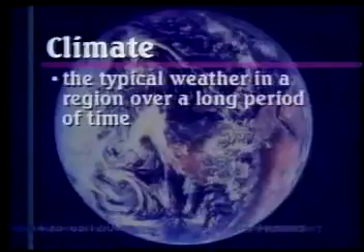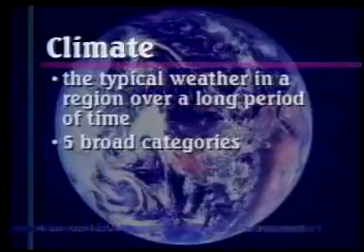How does climate differ from weather? What do you think about that? You know what weather is, but how is climate different? Or is it different? Climate is actually the typical weather in a region over a long period of time. So weather is going to change more often. Climate is going to remain constant for the most part. I mean, there'll be variations from day to day, but the climate is going to remain constant.